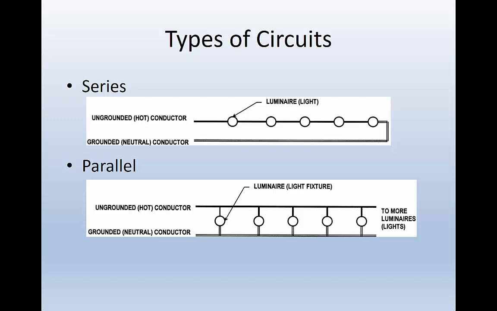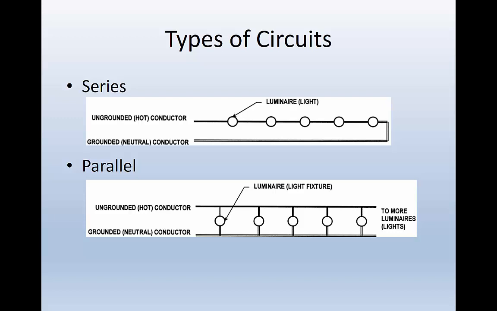In a series system, the power has to run through whatever, our example here is a light. It has to run into the first light, then the second light, then the third, the fourth, the fifth, and then it can run all the way back to the source. The problem here is that if one of those lights goes out, the entire string is gone, kind of like an old set of Christmas lights.